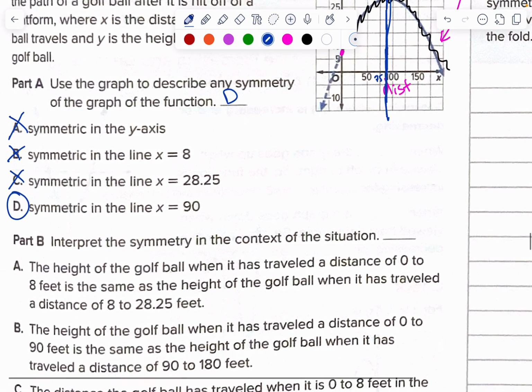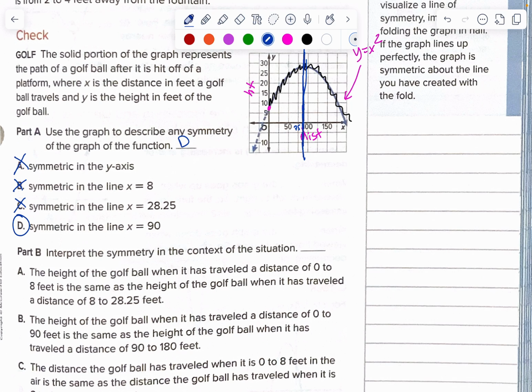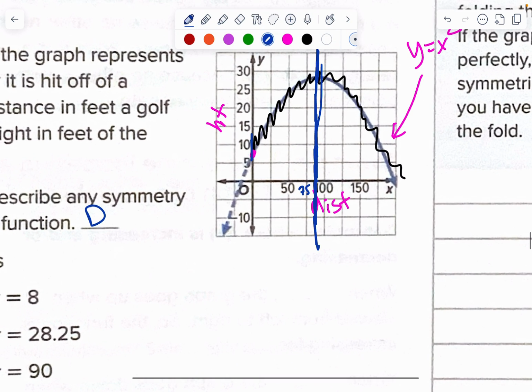Interpret the symmetry in the context of the situation. Okay, so the height of the golf ball is part A, correct? The height of the golf ball when it travels a distance of 0 to 8 feet is the same as from 8 to 28 feet. So from 0 to 8 feet would be like from here to here, like this little chunk of graph right here, is the same as 8 to 28 feet, which is there.